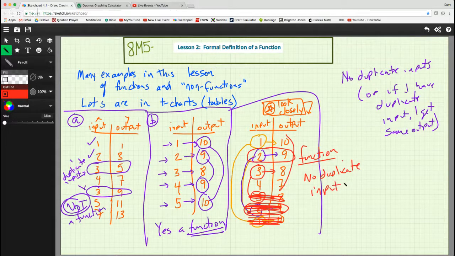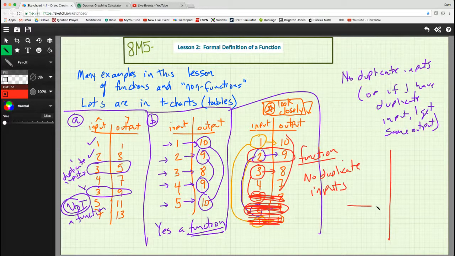I was trying to trick you, and I'm really trying to draw a distinction here. I don't think there are any examples like this in the book, but if your teacher tries to get clever on you, I want you to know that this is indeed a function. And let me just show you why.